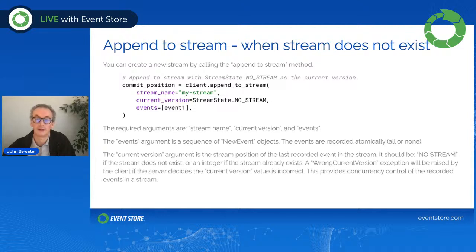But if you set the current version to either be no stream, for when a stream does not exist and you're wanting to create it, or an integer, which is when you already have a stream, then if you get the value wrong, the exception wrong current version will be raised, which provides concurrency control for the recorded events in a stream.